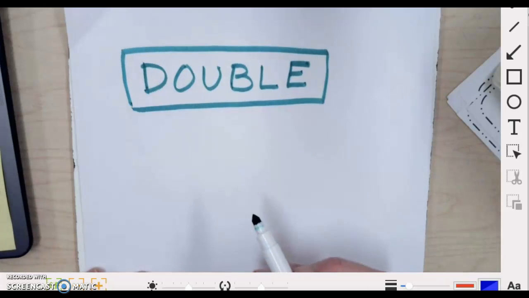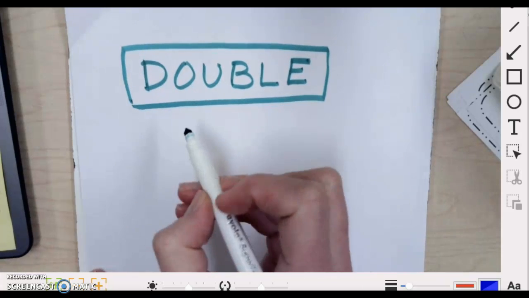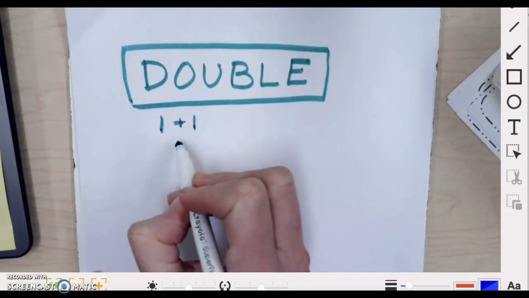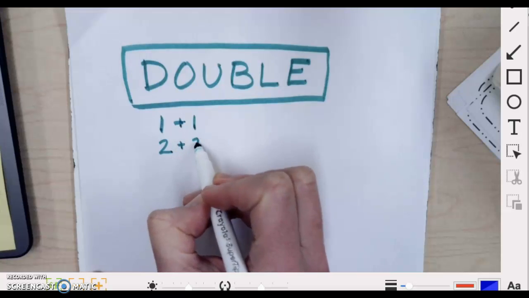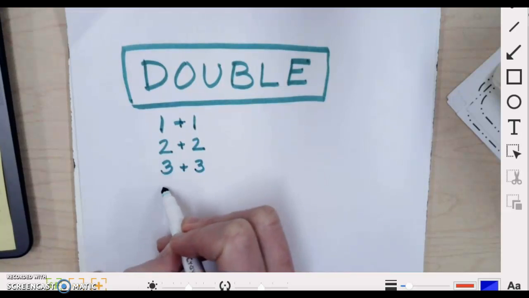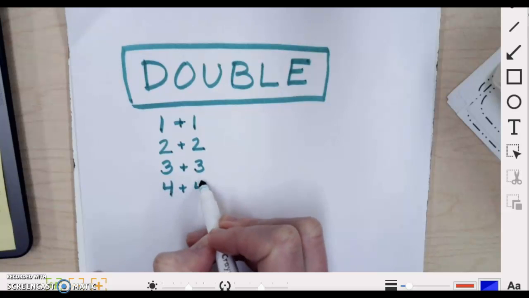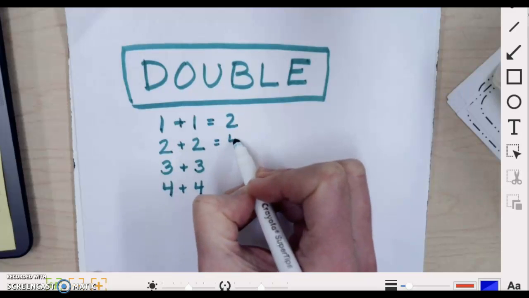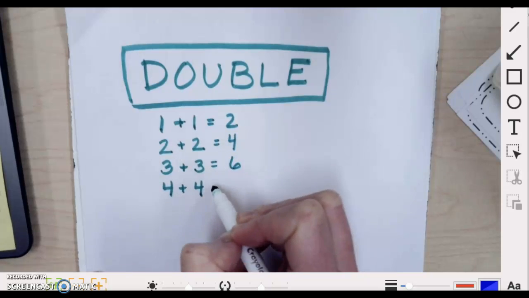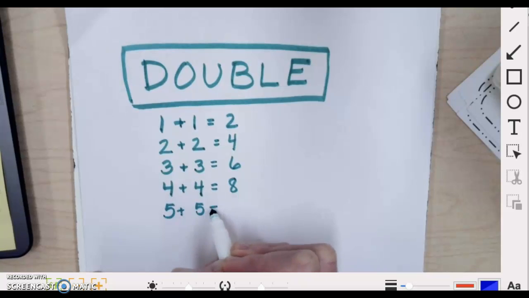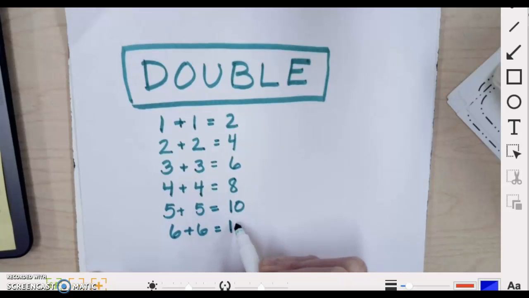we might know our double facts. Now let's think of our double facts. Ready? If I have 1 plus 1, or 2 plus 2, or 3 plus 3, or 4 plus 4, right? So 1 plus 1 is 2, and 2 plus 2 is 4, and 3 plus 3 is 6, and 4 plus 4 is 8. 5 plus 5 would be 10. 6 plus 6 would be 12.